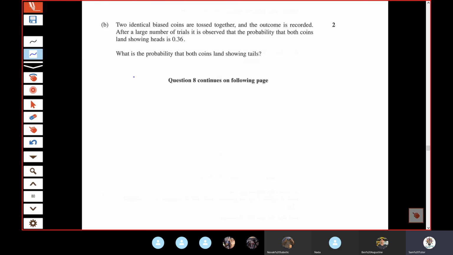Two identical biased coins are tossed together and the outcome is recorded. After a large number of trials, it is observed that the probability that both coins land showing heads is 0.36. What is the probability that both coins land showing tails? Yep, I got it. I'll leave it with you for just 2 minutes. And again, stop thinking about it, just write some stuff down that you know. Like, what does this mean to you? Just write it down, you'll be surprised.